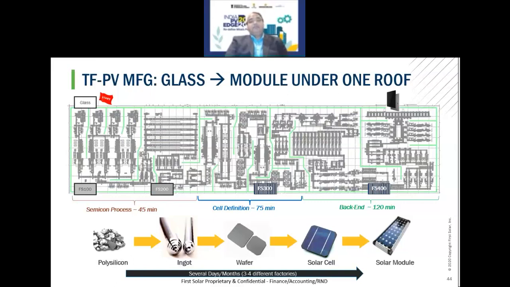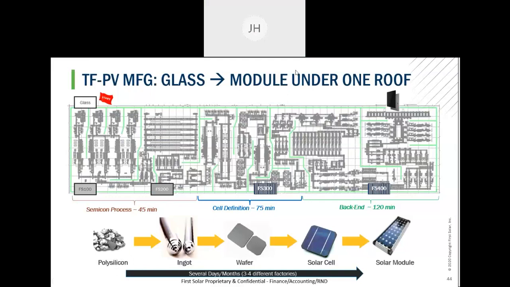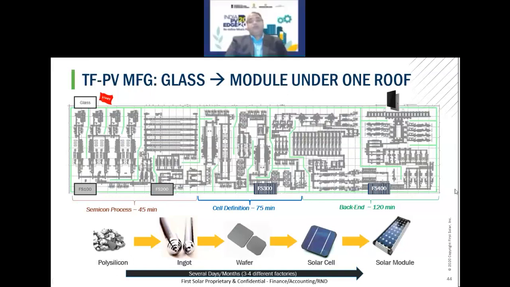ECO glass is fed at one end, which you see on the top left, and then in less than 4.5 hours, this layout will be churning out modules every 16 to 18 seconds. First Solar also recycles all the scrap it generates in the factory and also offers these same facilities to its customers at a nominal price.